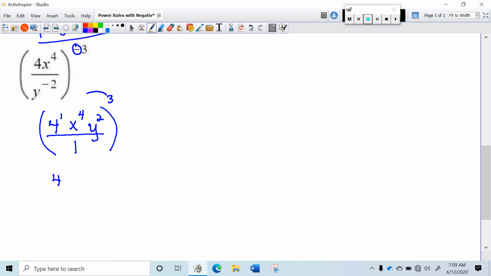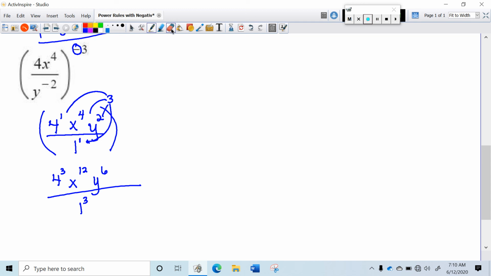So for my 4, 3 times 1 is 3. For my x, 3 times 4 is 12. And for my y, 3 times 2 is 6. The 1 has an exponent of 1. And I just went ahead and put that 1 there because I know that I'm going to flip it in a minute. So 1 times 3 is 3.